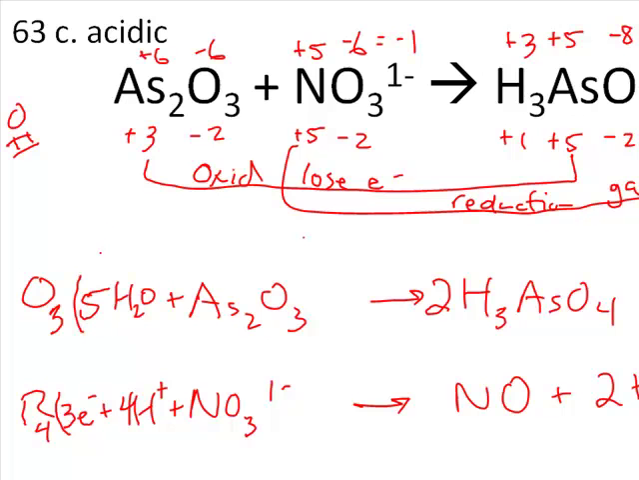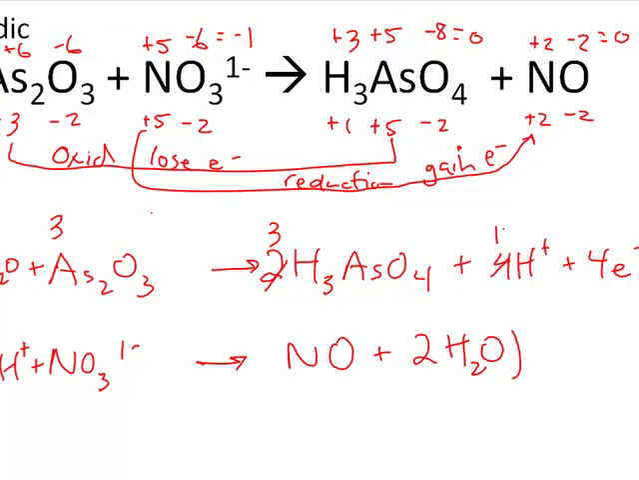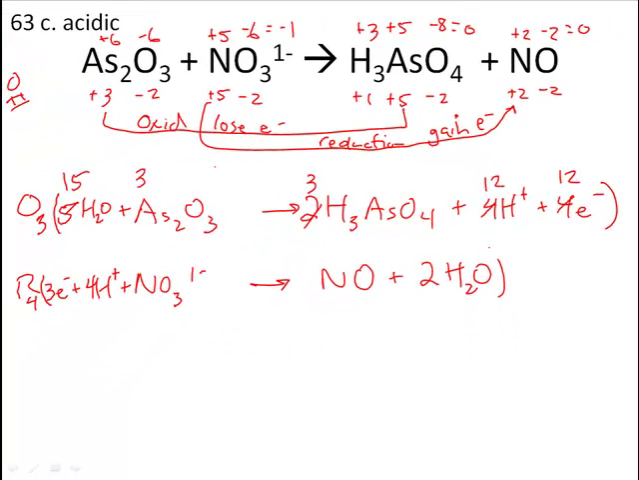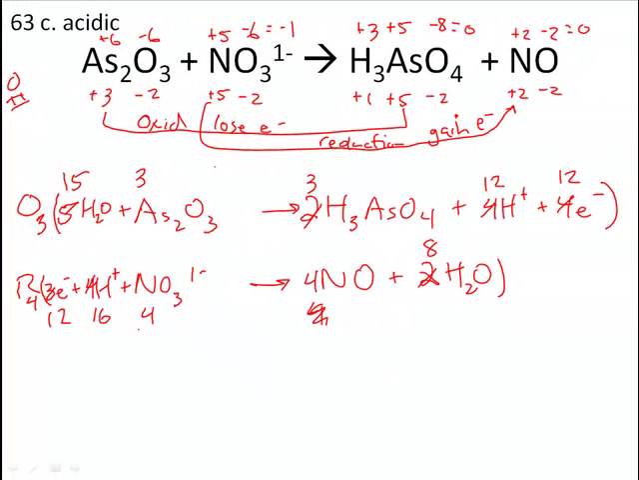So if we change this around here, we would have 15 waters, 3 of these, 3 of those, 12 hydrogens, and 12 electrons. Then we look at this one, 4 times 3 is 12 electrons, 16 hydrogens, 4 nitrates, and then 4 NOs, and 4 times 2 is 8 waters. Next step is to add all of these up.